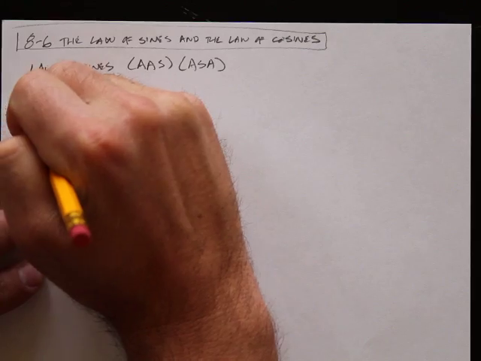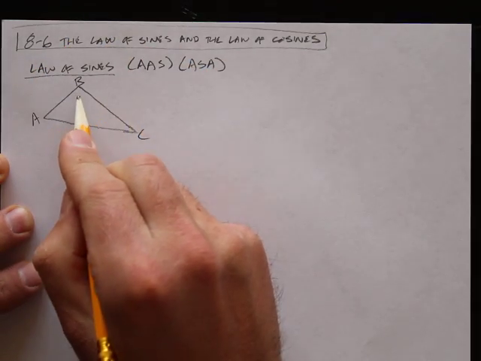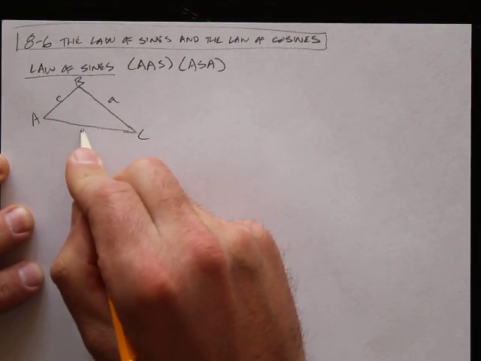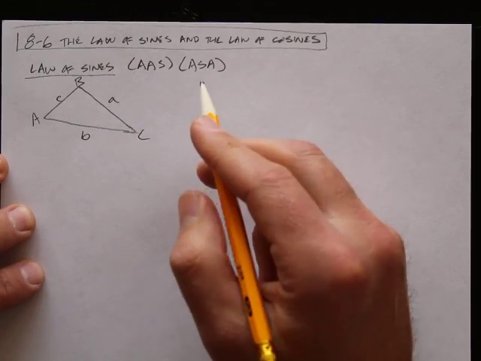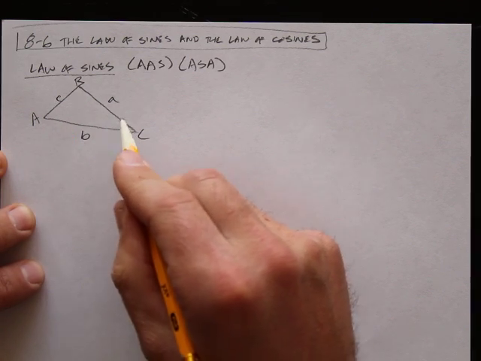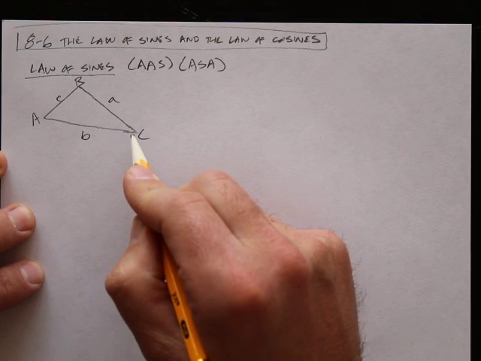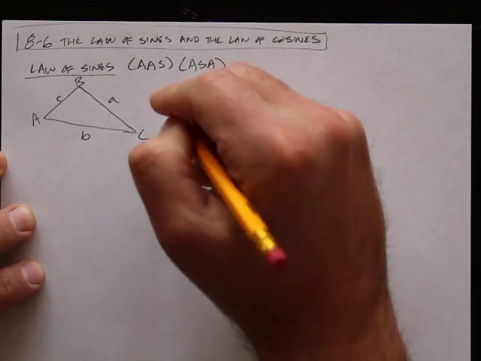So if this is triangle A, B, C, and this is not a 90-degree angle here, so this side is C, this side is A, this side is B, we can use a proportion to solve this triangle. So we can find all of the angles, we can find all of the sides that we're missing, as long as we have certain specific information.